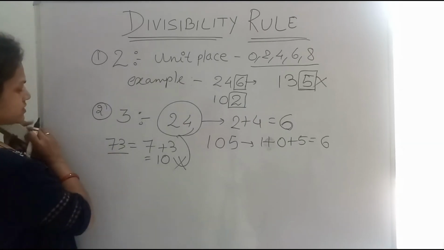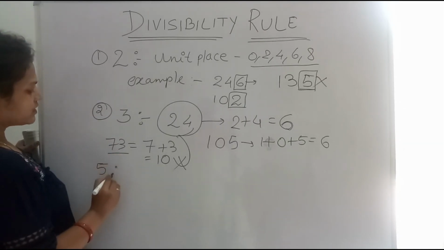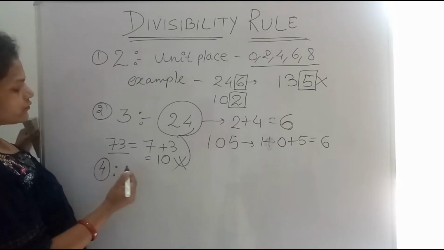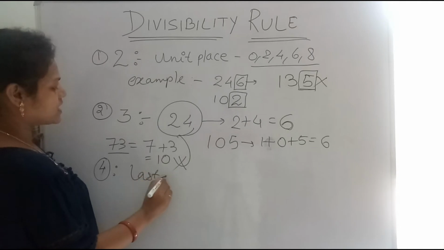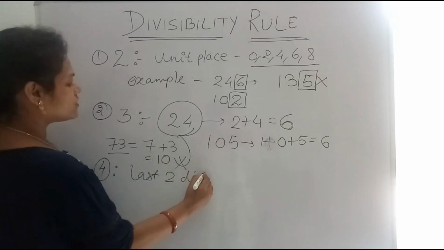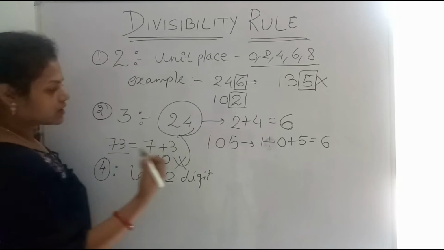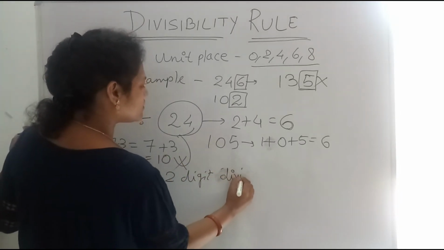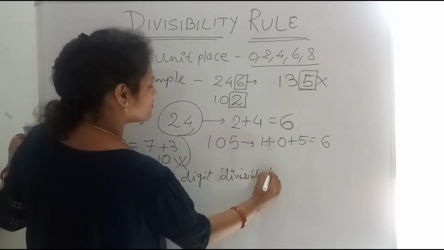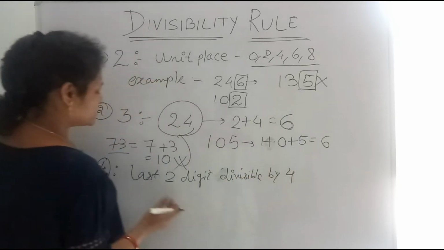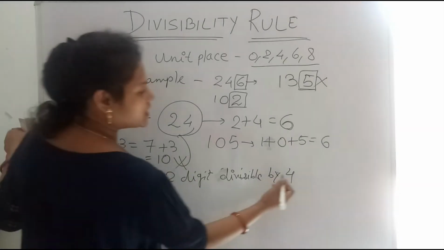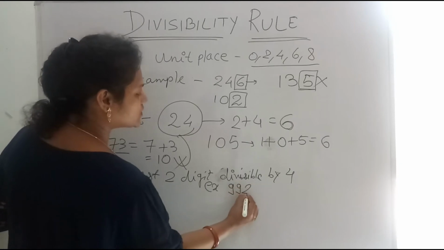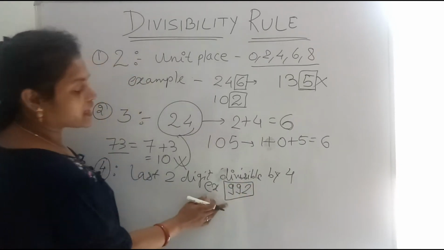We will see for 5. Okay, first we will see for 4. For 4 the rule is that the last two digits should be divisible by 4. Divisible by 4 means the last two digits. For example, I am taking 992. Okay, the number is 992.